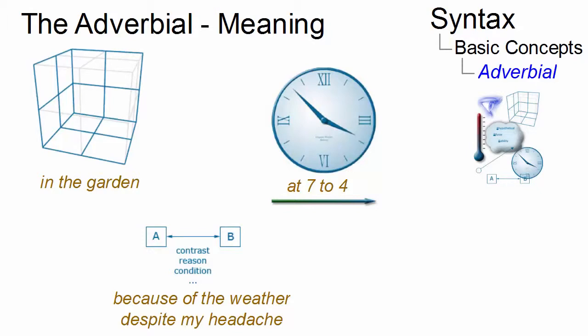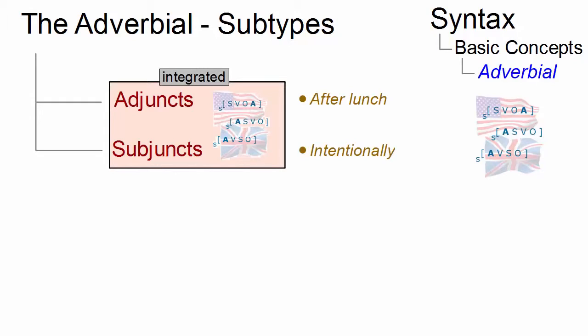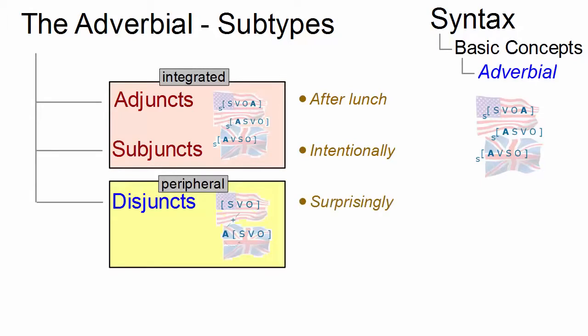Depending on their specific function within clause structure, we can define 4 main categories of adverbials. These differ in their syntactic status within the sentence. Adjuncts and subjuncts refer to the circumstances of the situation. Disjuncts comment on the form or content of the clause, and conjuncts provide a link between clauses.